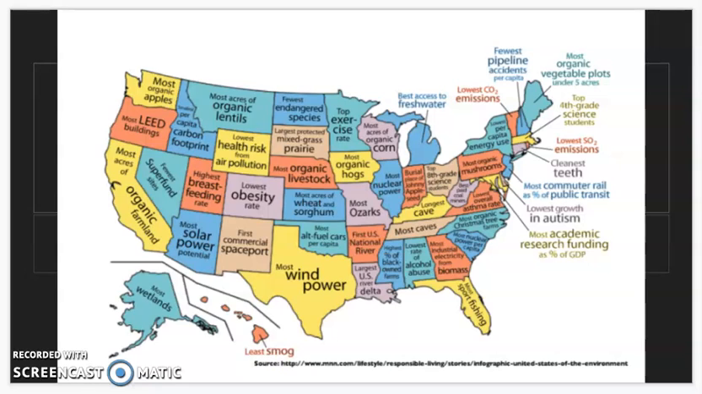Here's a map of the US that shows us what each state is the best at. Minnesota is the greatest at exercise rate. More people exercise here than anywhere else. Texas has the most wind power. California, most acres of organic farmland.